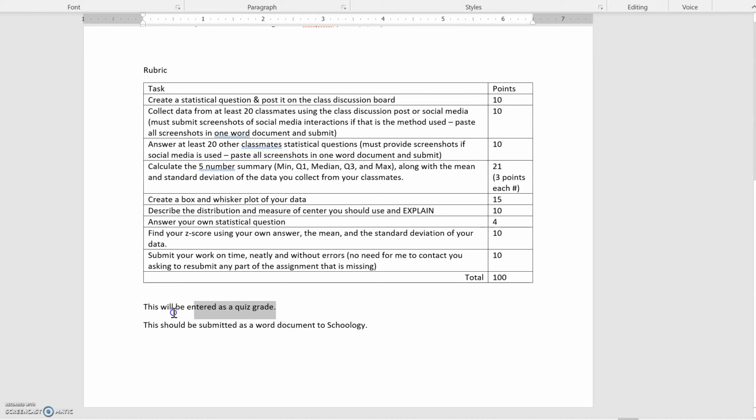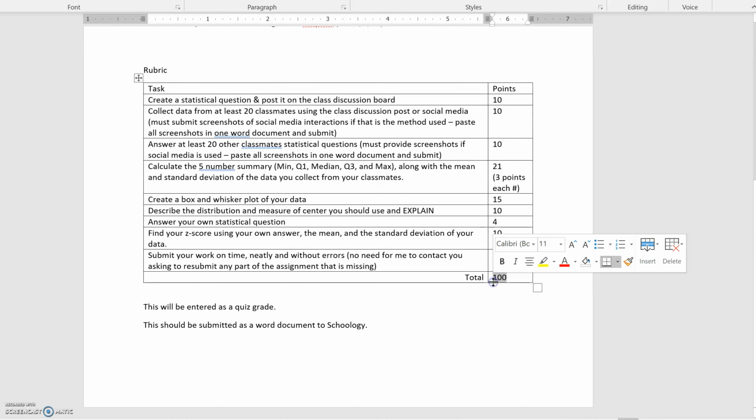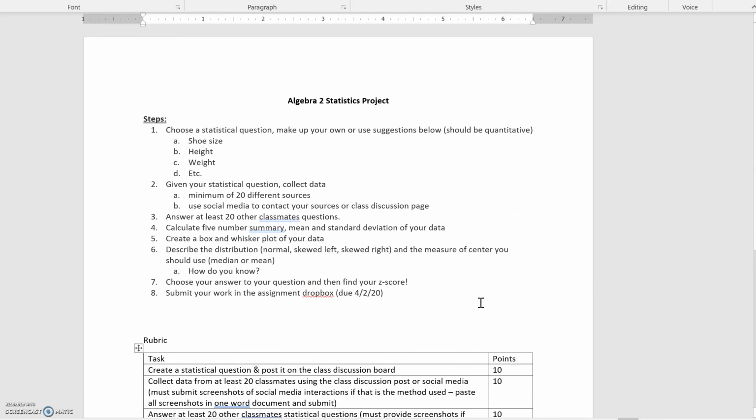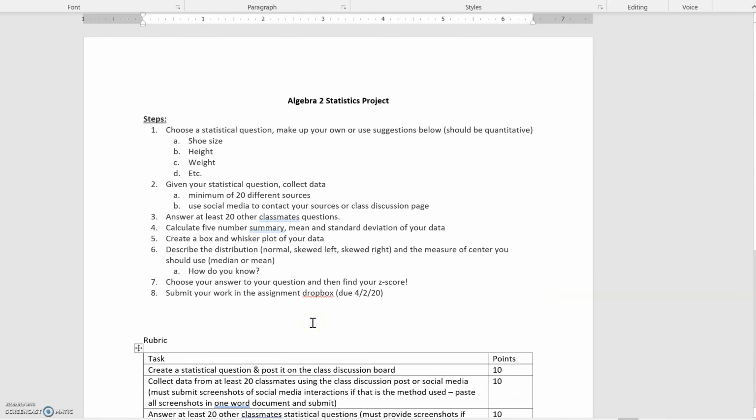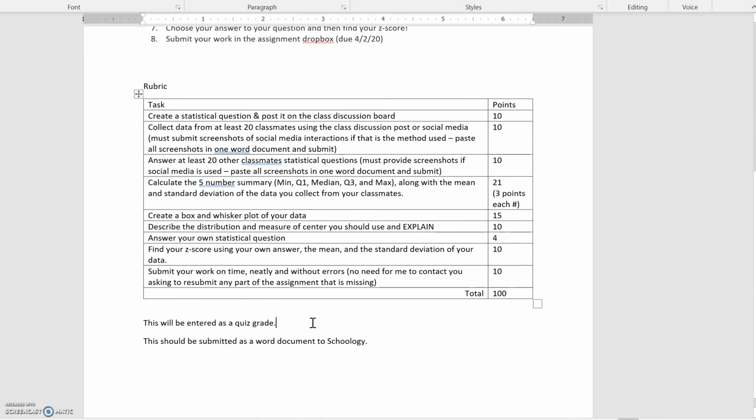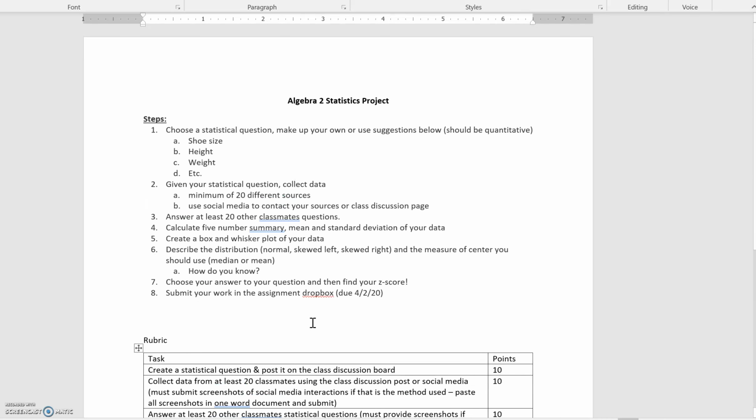All of this will be entered as a quiz grade. This is out of 100 points, and it's going in as a quiz grade to encourage you to work on it, because I know this is more work than a Pearson Realize assignment. I do think this could be very fun for you. I know we're all isolated at this time, so this assignment allows you to communicate with your classmates, ask them questions, and then analyze their answers. This should be a fun project for you.